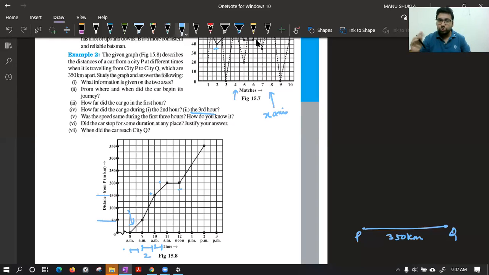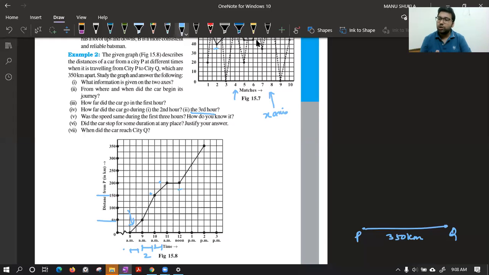In the third hour, you have to see the initial time, that is 10 a.m. They are at what position? Please tell. Initially, they are at 150. At 11 a.m. they are at 200. So they were initially at 150, and they have reached 200 after 1 hour. So they have traveled how much? 200 minus 150, that is 50 kilometers.